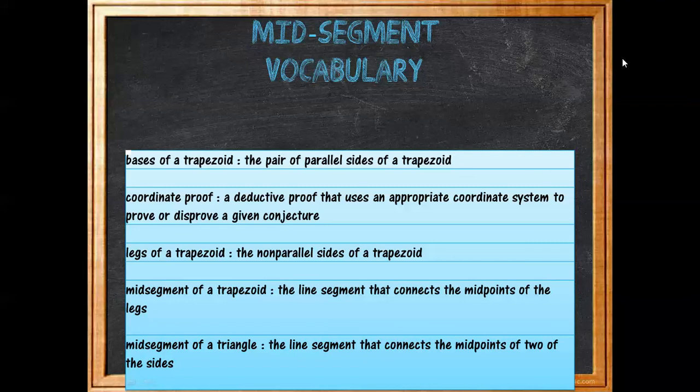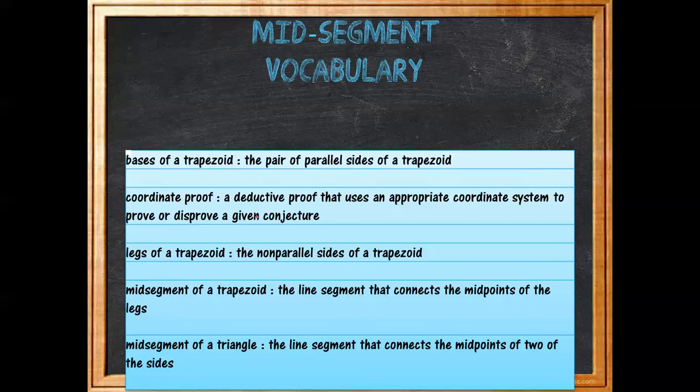In this lesson, we're going to talk about mid-segments. So first, with some vocabulary. The first thing that we're going to talk about are bases of a trapezoid. The bases of a trapezoid are the pair of parallel sides of a trapezoid.